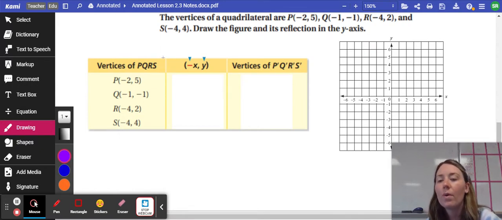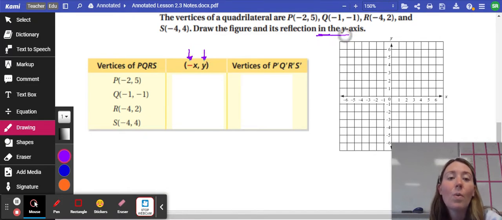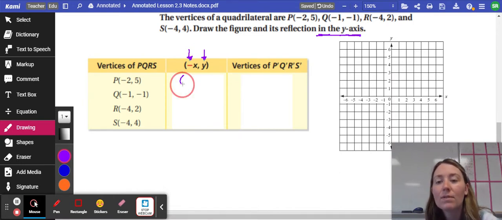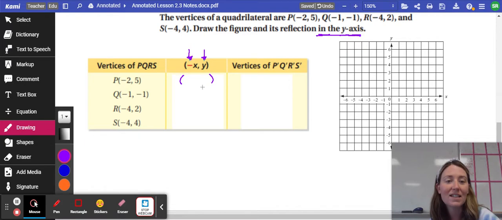Now we know that in order to reflect this over or in the y-axis, we need to take the opposite of the x-coordinate. Okay, so in the last one, we were reflecting it over the x-axis, so we took the opposite of the y-coordinate. Now it's flipped. We're taking the opposite of the x-coordinate. So instead of -2, the opposite of that would be 2. We leave the y-coordinate alone.